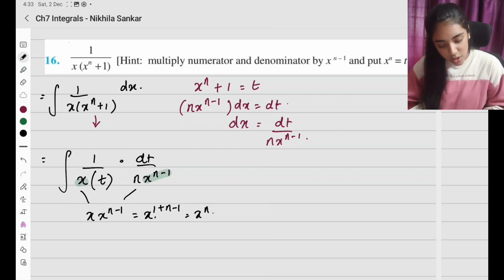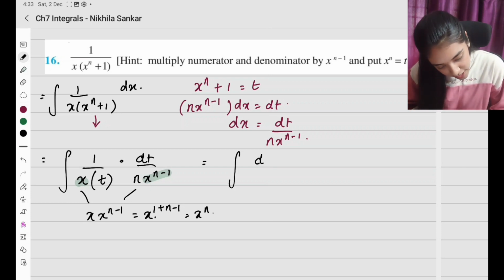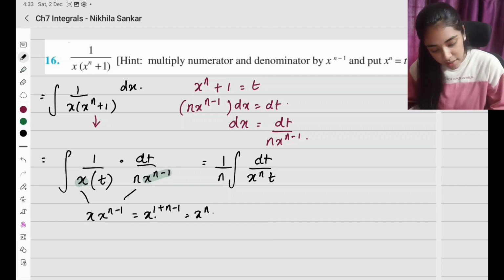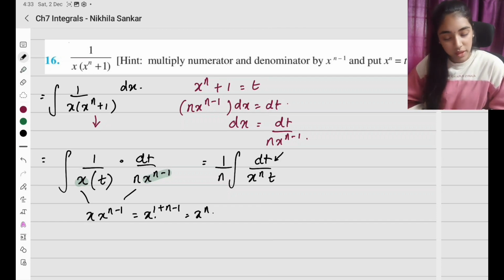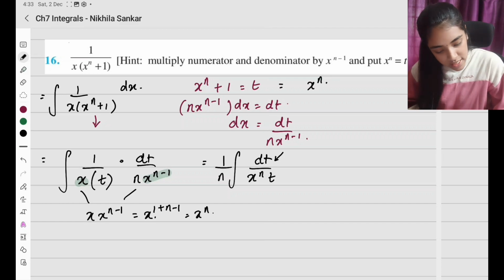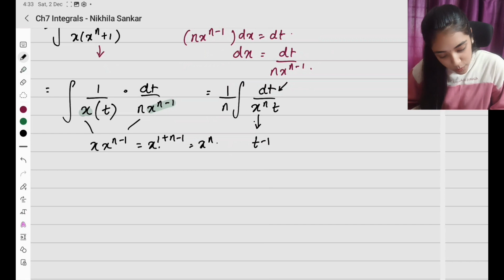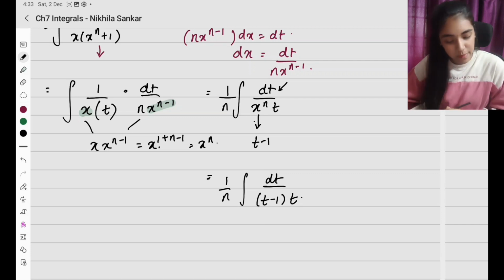So how does my integral change? Integral dt divided by x to the n times t divided by 1 by n. But what is my x to the n? Remember, my variable of integration has now become dt. So x to the n is nothing but t minus 1. So when I simplify, 1 by n integral dt divided by t minus 1 times t. So now this is my integral.